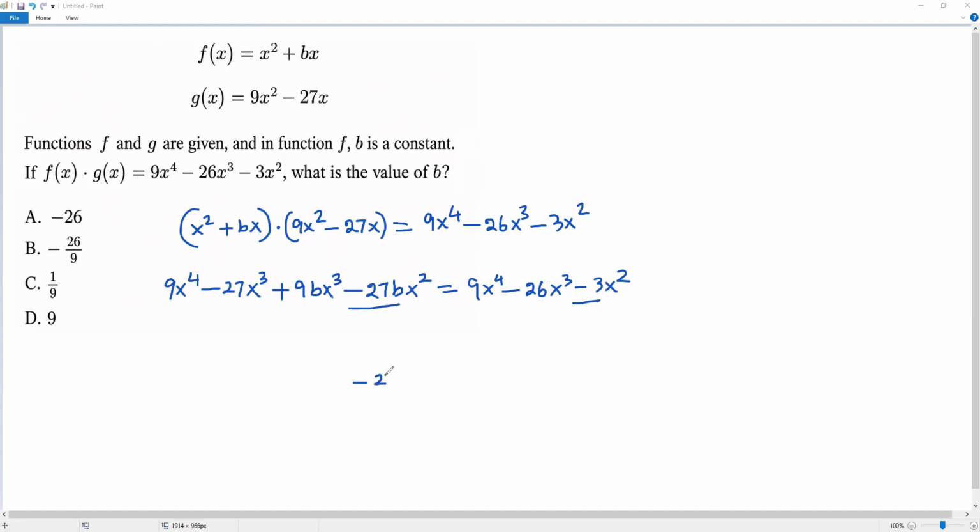Then I am getting negative 27b equals negative 3. Okay, now to solve for b, let's divide both sides of the equation by negative 27. Here this negative 27 will cancel out. B equals, this negative will cancel out. 3 goes into 3 one time, 3 goes into 27 9 times. I am getting b equals 1 over 9.